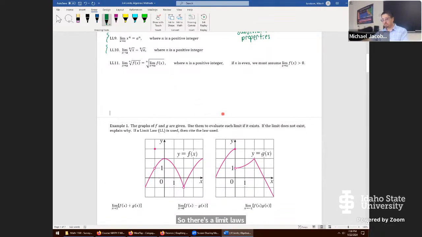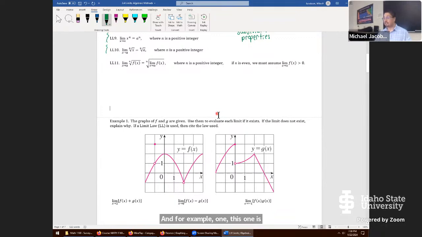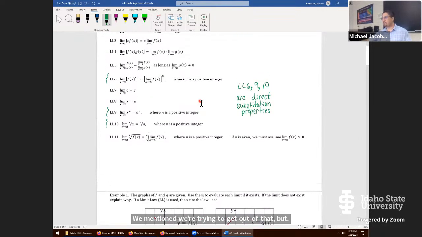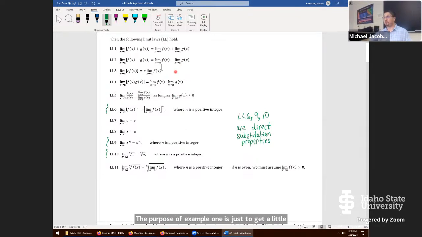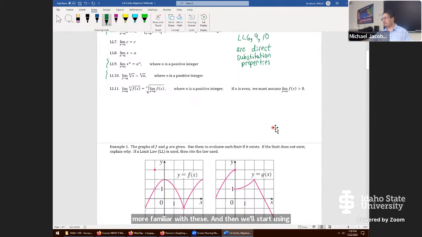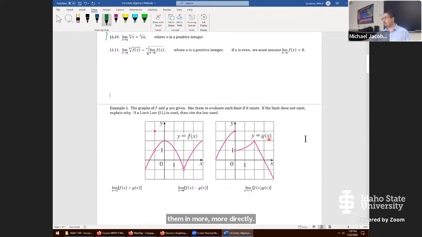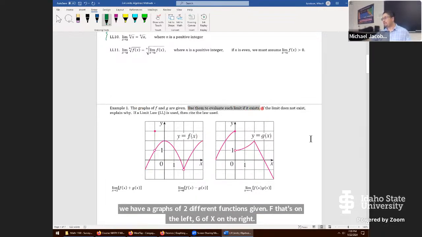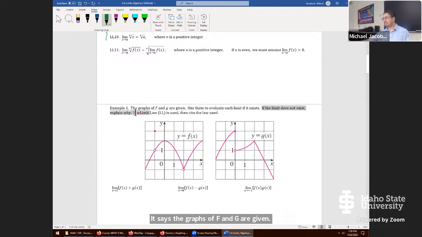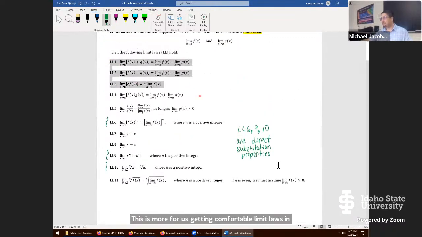And for example 1, this one is purely through a graph. We mentioned we're trying to get out of that, but the purpose of example 1 is just to get a little bit more familiar with these, and then we'll start using them more directly. So we have graphs of 2 different functions given, f of x on the left, g of x on the right. It says the graphs of f and g are given. Use them to evaluate each limit if it exists. If it doesn't exist, we'll try to explain why. Let me know if I forget like I did in that prior section. And if a limit law is used, then cite the law used. That's not an instruction I'm going to put on any quiz or exam. This is more for us getting comfortable with limit laws in class, that last bit there. So again, let me pull these down.